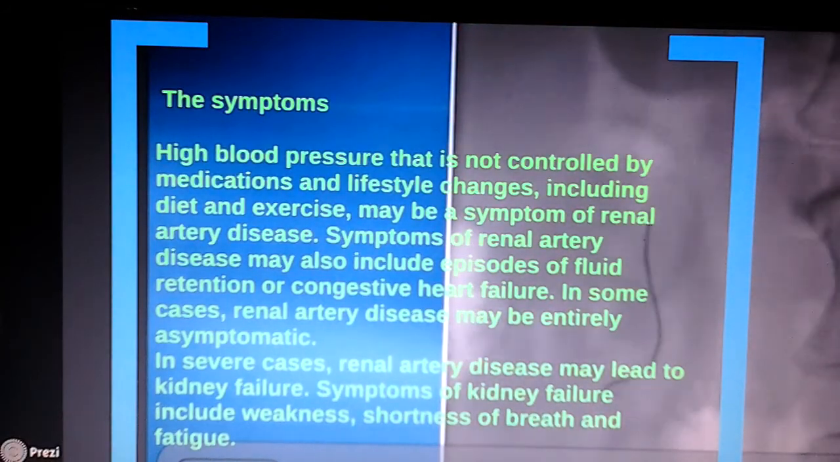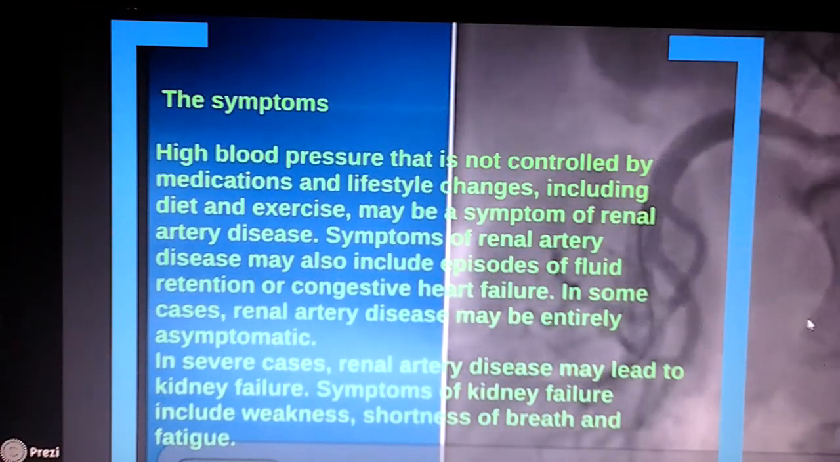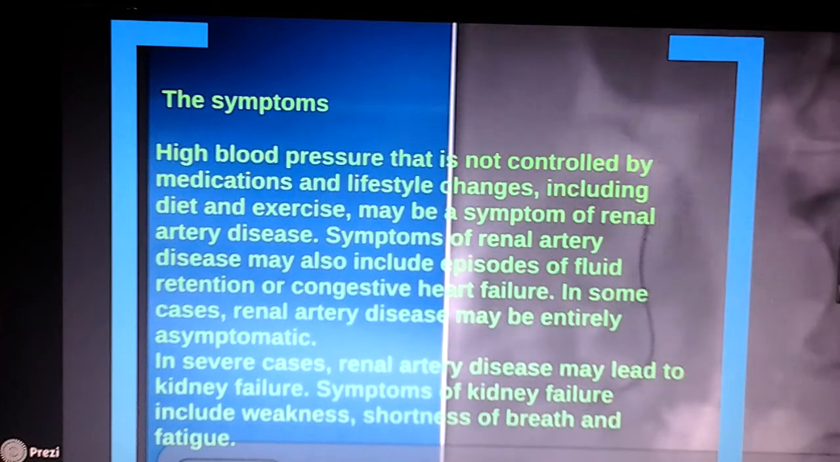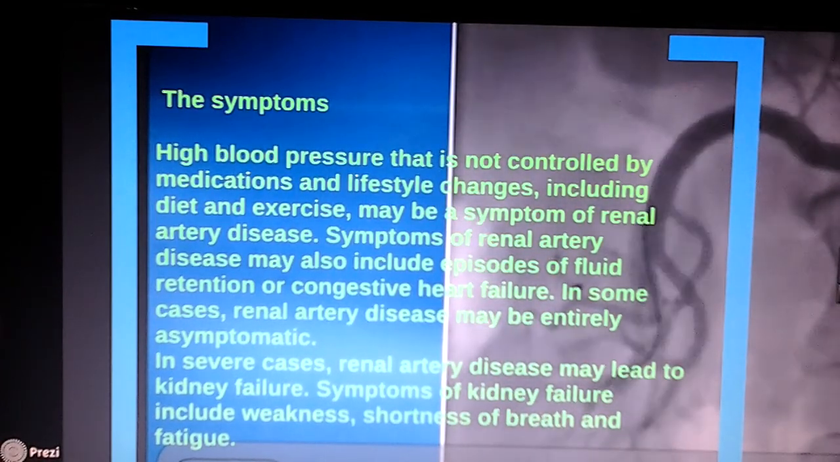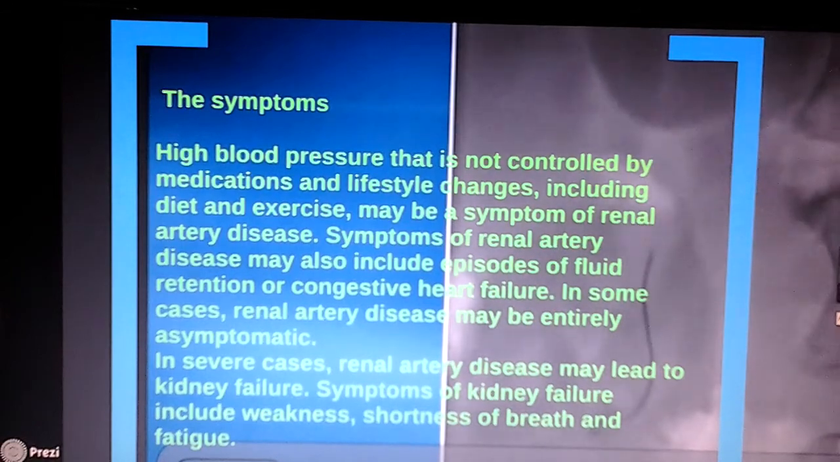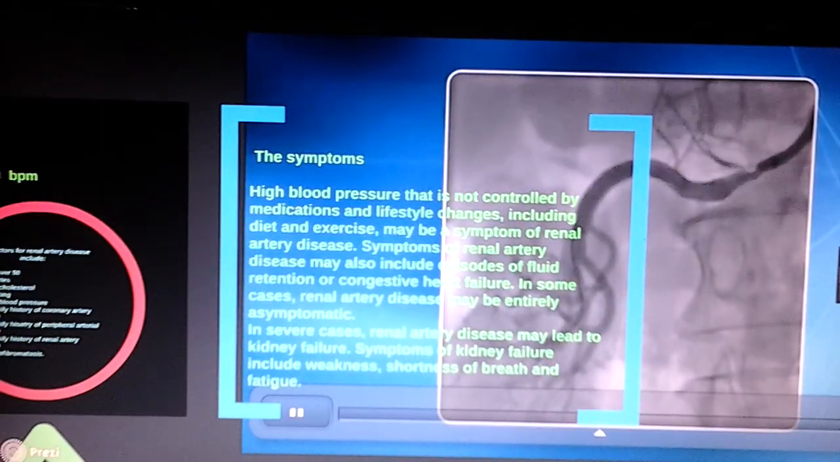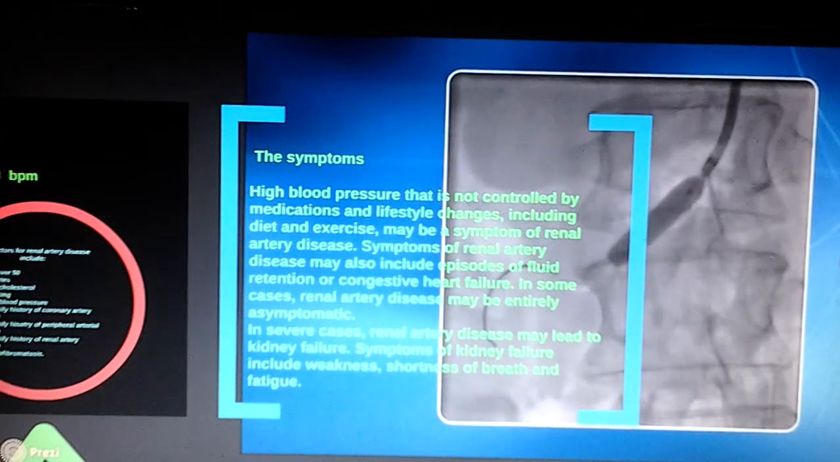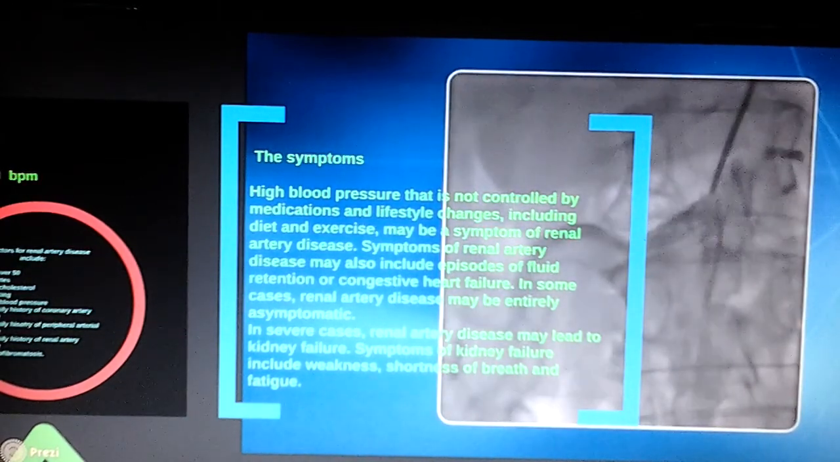This is a case of right renal artery ostial stenting using left transradial approach. The renal artery ostium was cannulated using a 6F JR4 guide catheter and the lesion was profiled. The lesion was then stented in usual fashion. This is the final result.